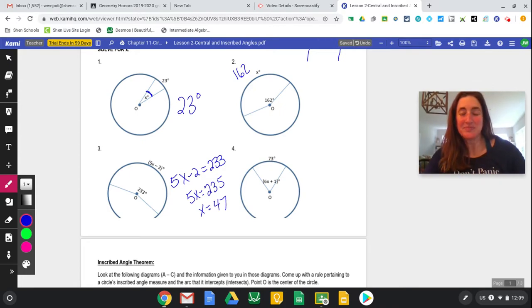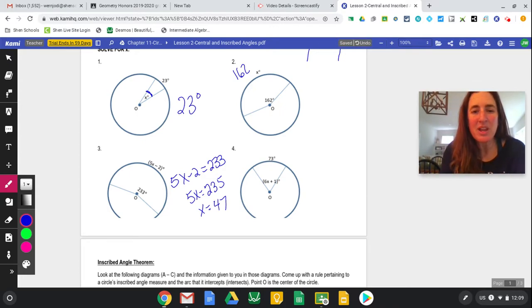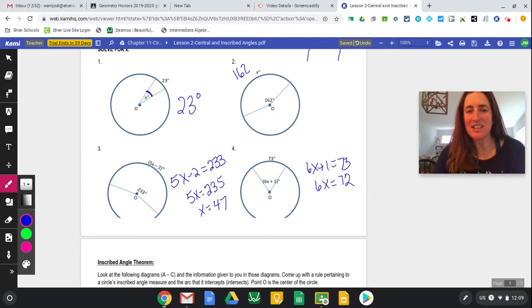That was fun. Same idea in the next example. The 6x plus 1 has to equal 73. So 6x equals 72, and 6 goes into 72 12 times, folks. The central angle is equal to its intercepted arc. Angles in the center, central angle.